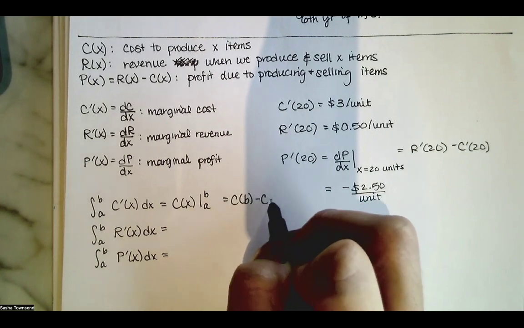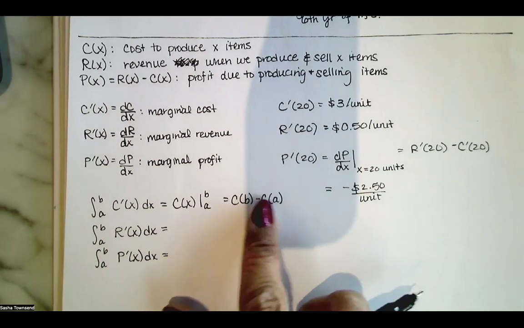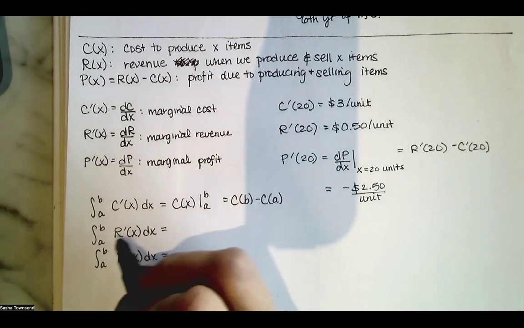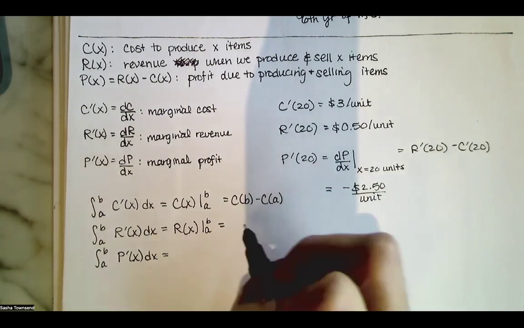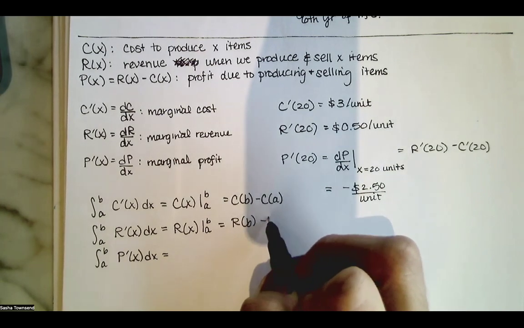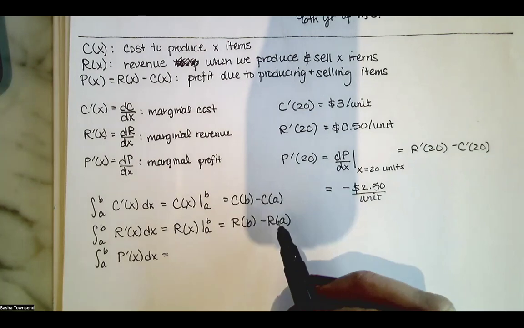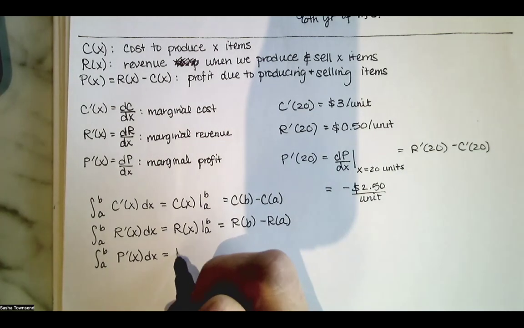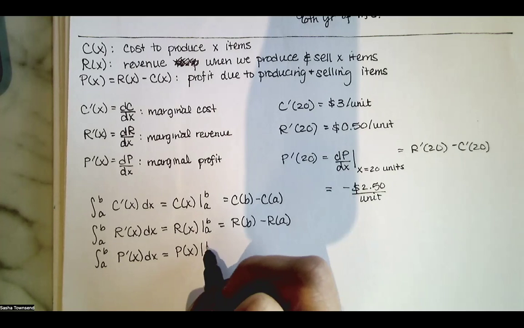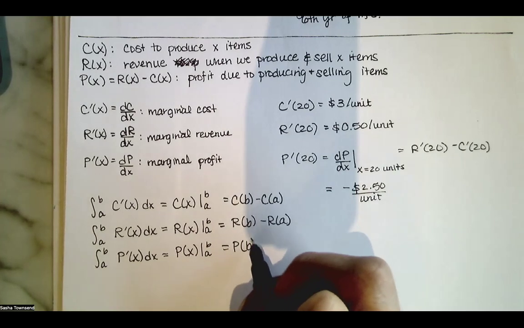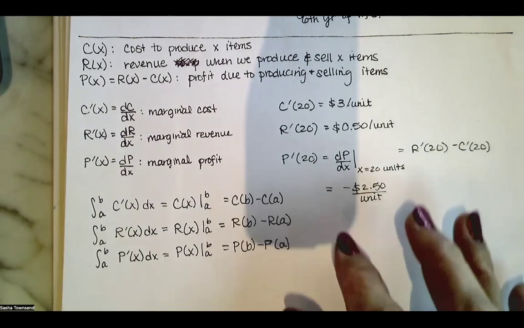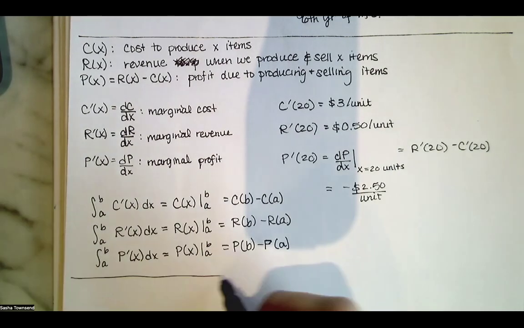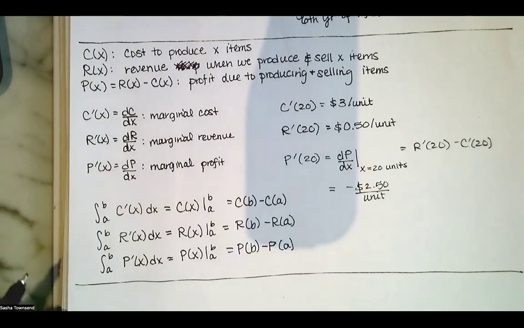We get a net change in cost as we go from selling A units to B units. Or if we integrate marginal revenue, we get the revenue. And so that's actually going to be a net change in revenue as we go from selling A units to selling B units. If we integrate marginal profit, we get a net change in profit as we go from selling A units to selling B units. And so all of those are applications. And we can do this anytime our integrand is some kind of rate of change.